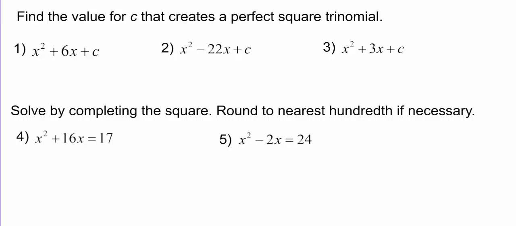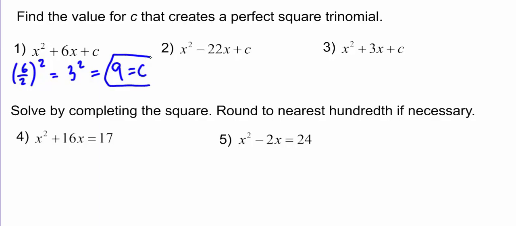So on the first problem, it says x squared plus 6x plus c, and we want to find a value for c that creates a perfect square trinomial. So what we would do in this problem is just take 6 divided by 2. That's our b value, right? And square it. Well, that's 3 squared, and so that's 9, and we know that's our value for c.